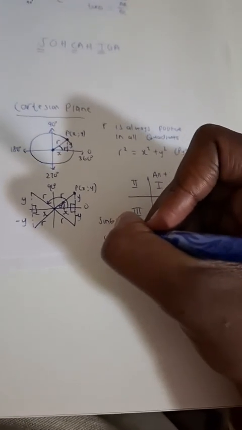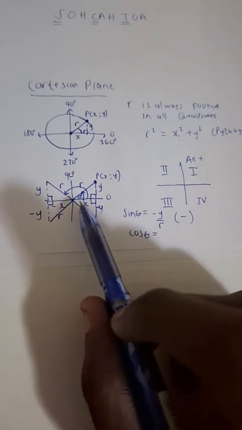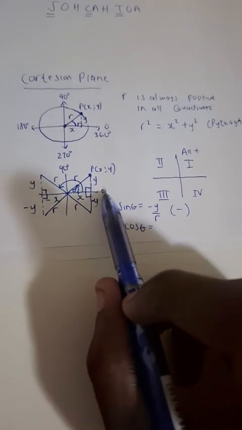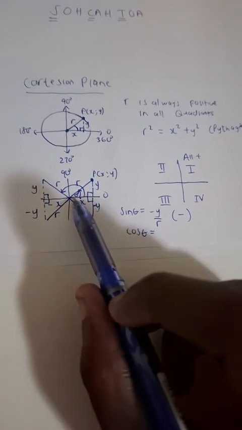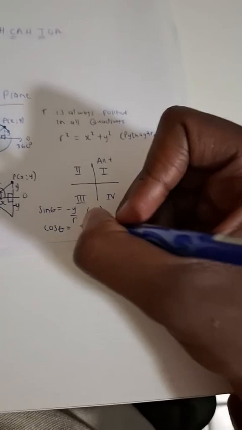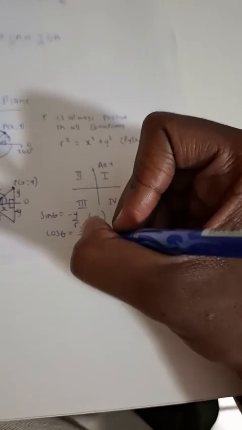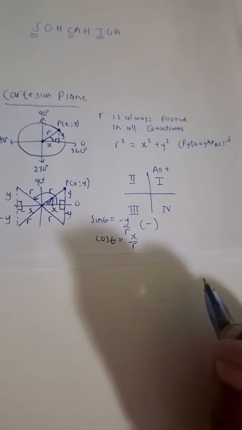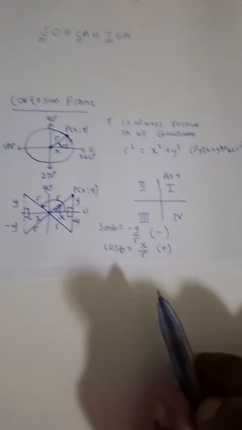Okay, then let's look at cos. Cos theta in that quadrant. What will cos theta be? Cos theta will be adjacent over hypotenuse. Adjacent meaning x, which is positive, over hypotenuse meaning r, that is positive. So that means cos is not a negative, but it is positive in the fourth quadrant.